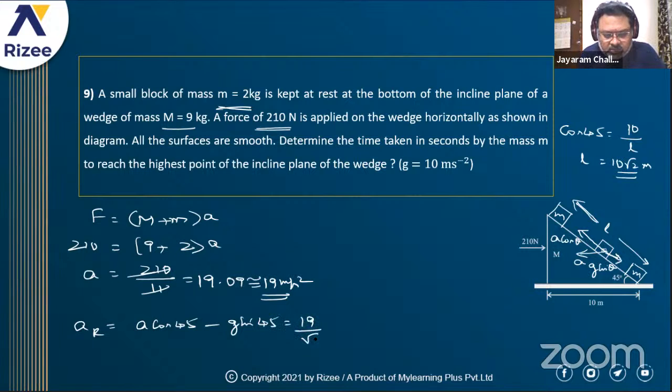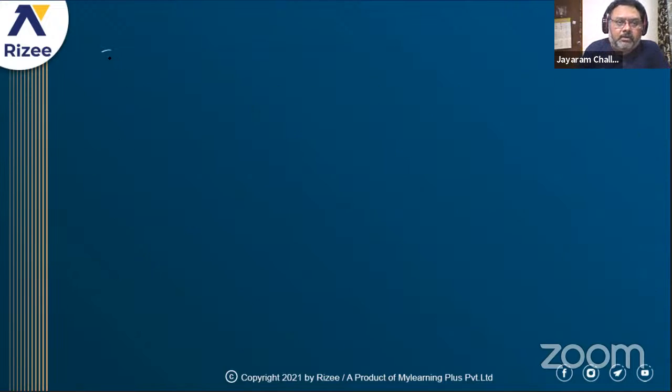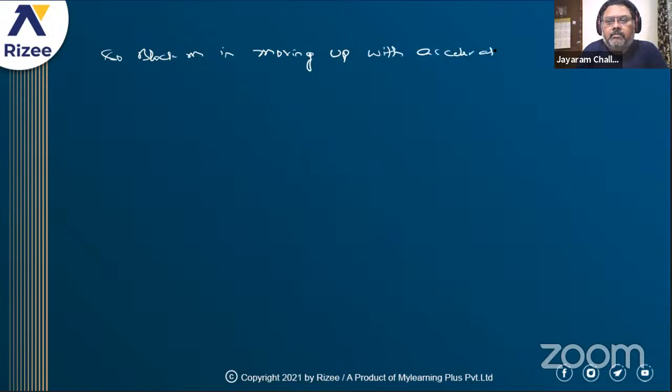A is 19 by root 2 minus this will be the 10 by root 2, or the resultant acceleration is 9 by root 2 meter per second. So block M is moving upwards, moving up with acceleration, that is resultant acceleration is 9 by root 2 meter per second square.